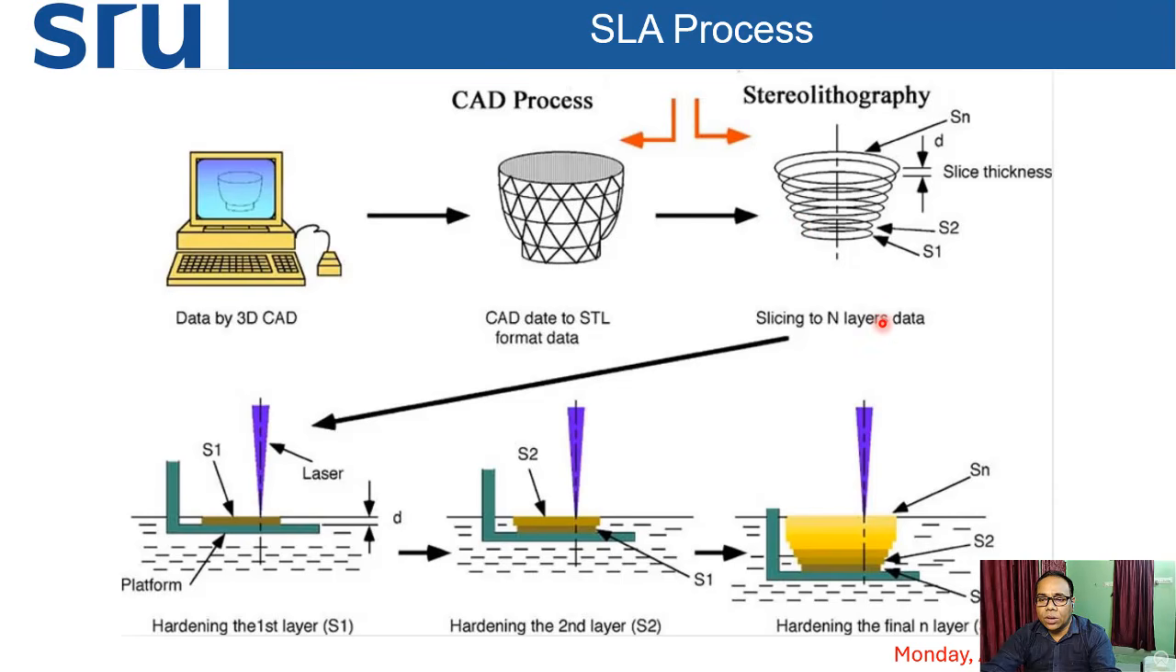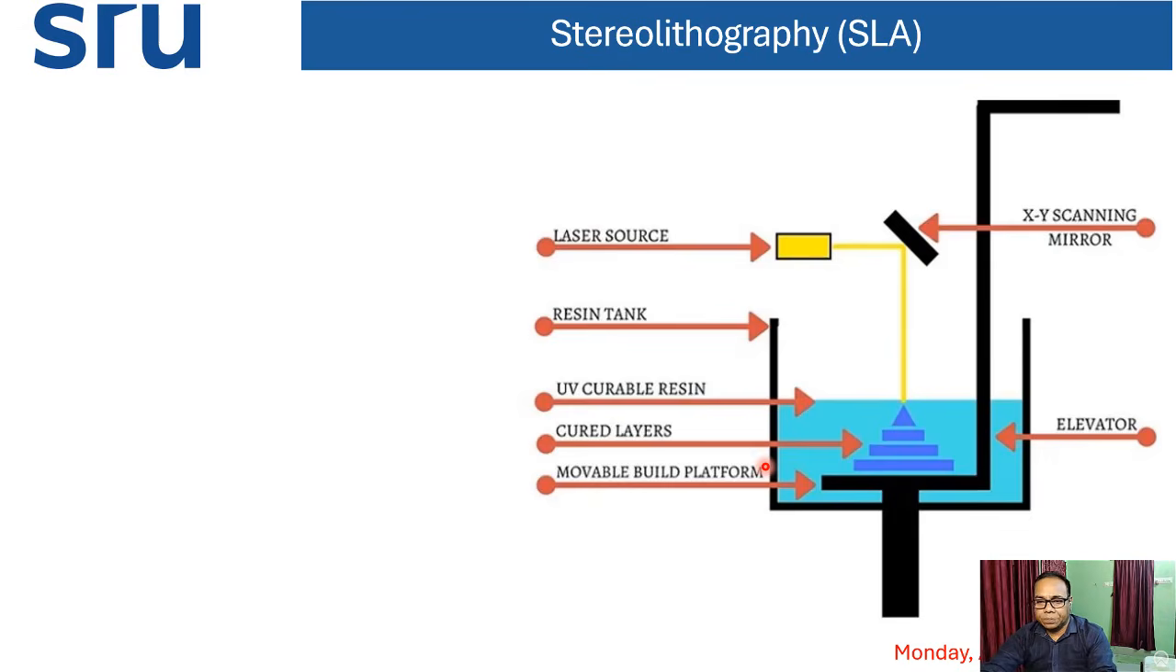Once the slicing operation is done, after that you have to go for the printing of the part layer upon layer. So you can say first layer, second layer, third layer, like that. How many layers are required? That many layers will be built, and this is the final built layer. So in this way, printing of the part takes place.